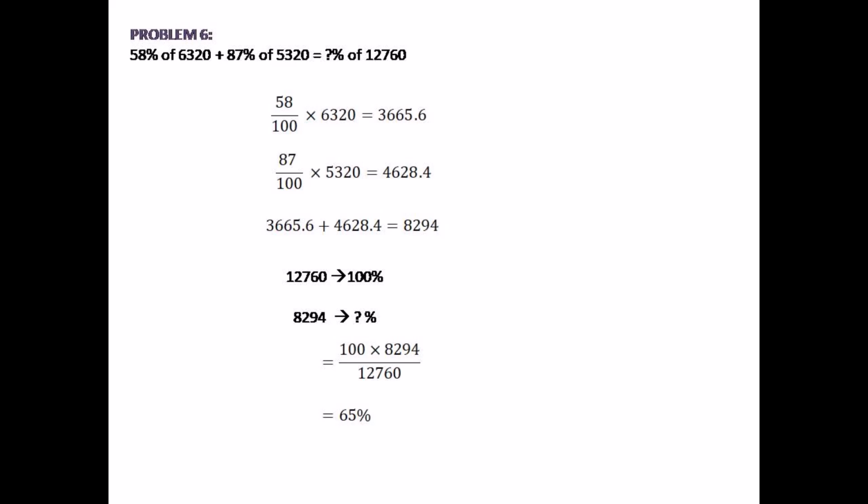8,294. If 12,760 gives 100%, then 8,294 gives what percent? On cross-multiplying both sides we get 100 into 8,294 on the whole divided by 12,760 we get 65%. Therefore required percent is 65%.